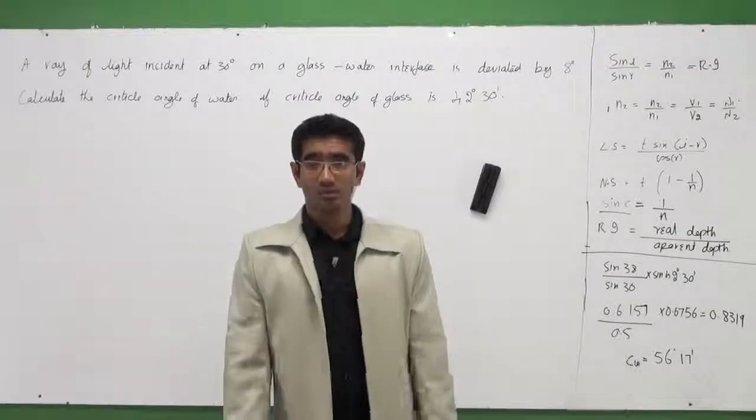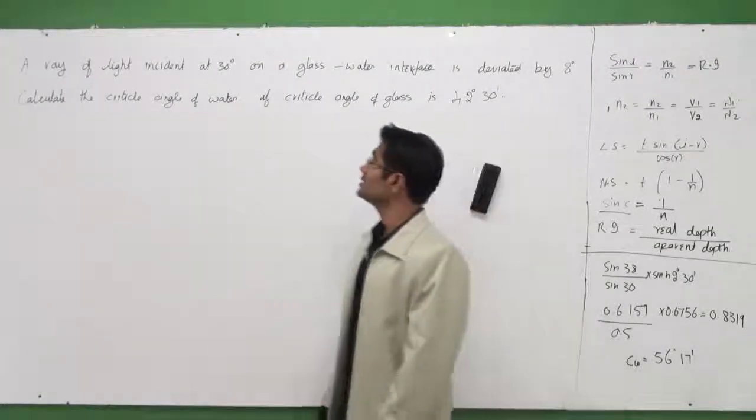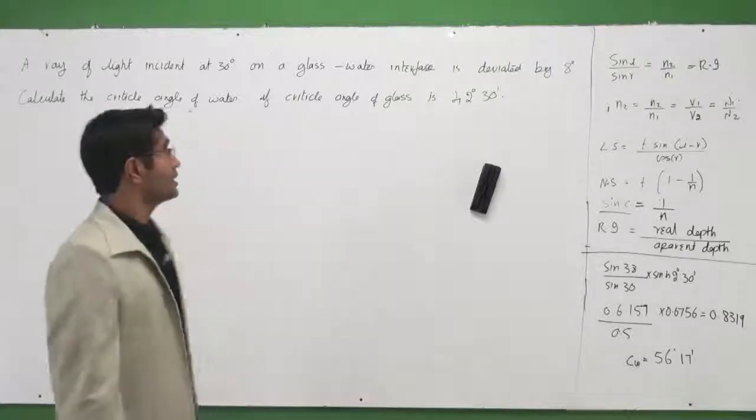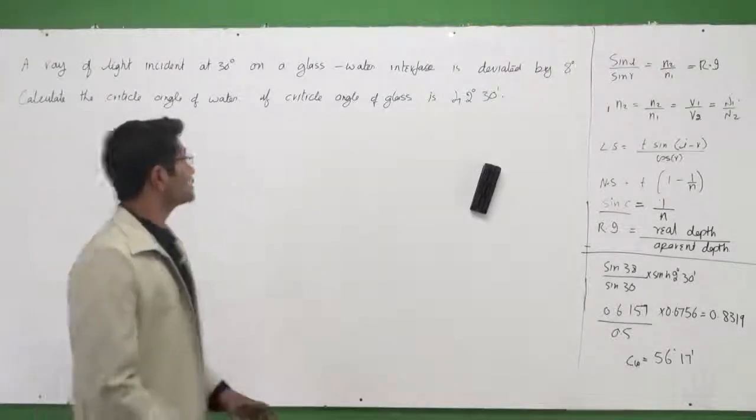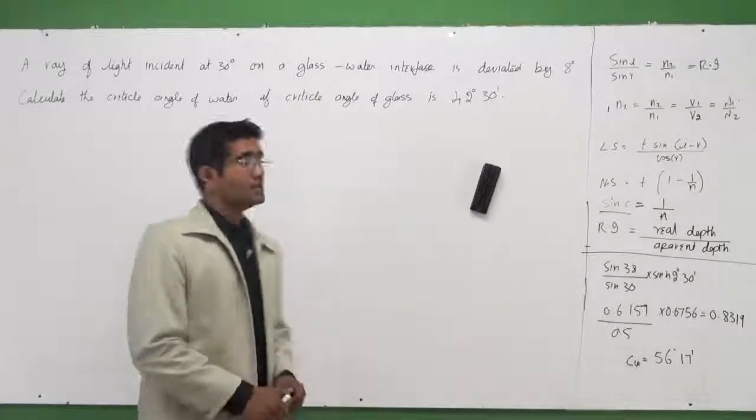Let's see how to work the problem on the board here. It says a ray of light incident at 30 degrees on a glass-water interface is deviated by 8 degrees. Calculate the critical angle of water if the critical angle of glass is given to you. Alright, so let's draw the problem.